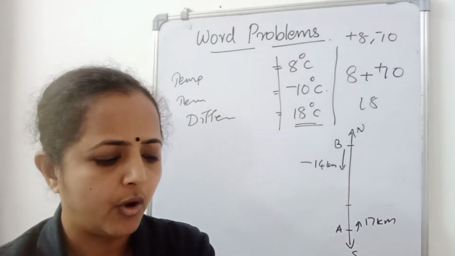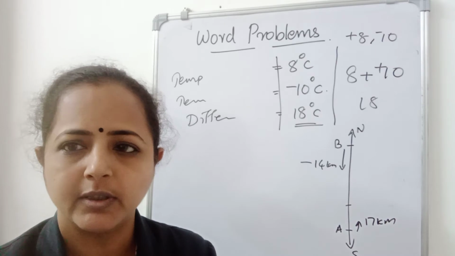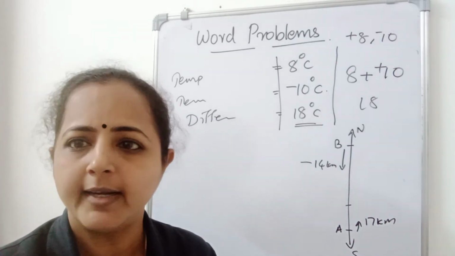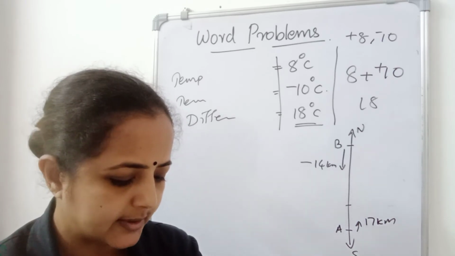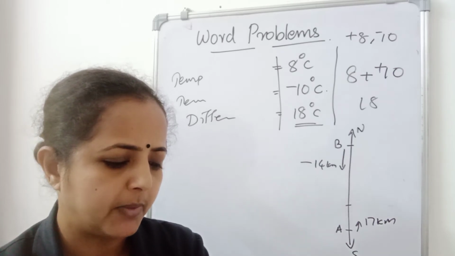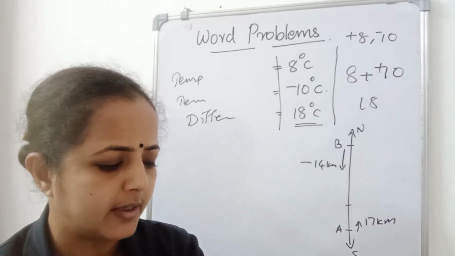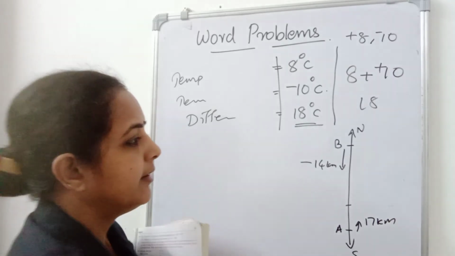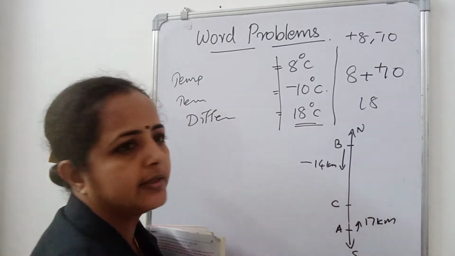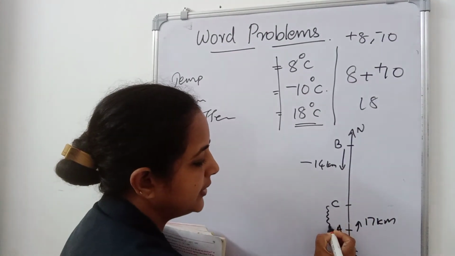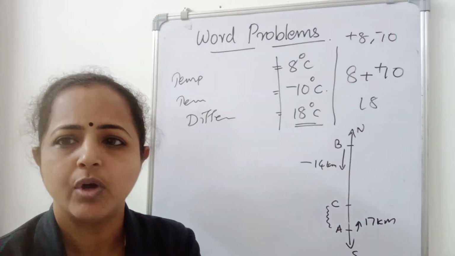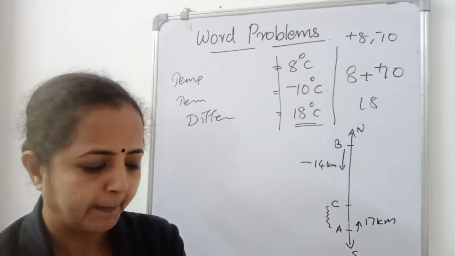Then how will you represent the distance towards south? Towards north is positive, so just downwards it is negative. Okay. Towards down it is a negative integer. By which integer will you represent the position from A? Then when it comes down 14 kilometers, it will reach the point C. Then what is the difference between A and C? So you have to form the steps.